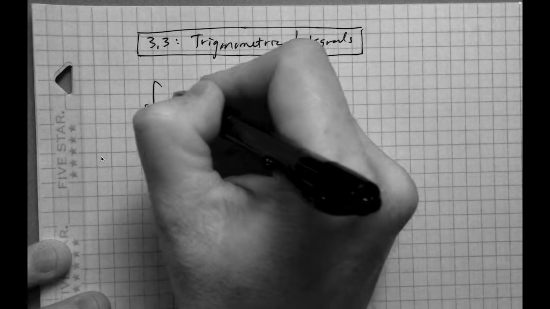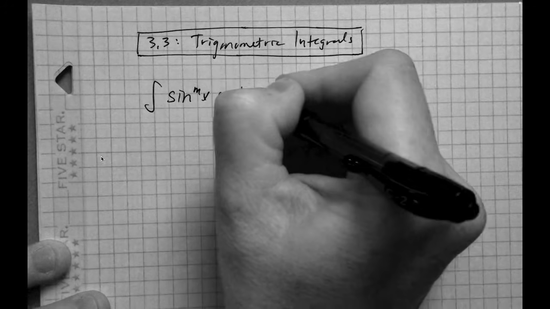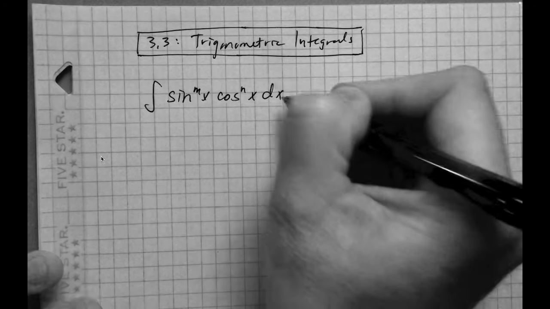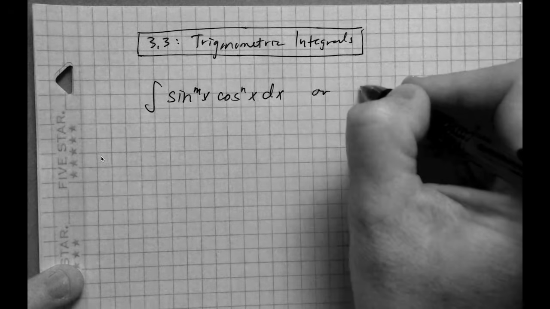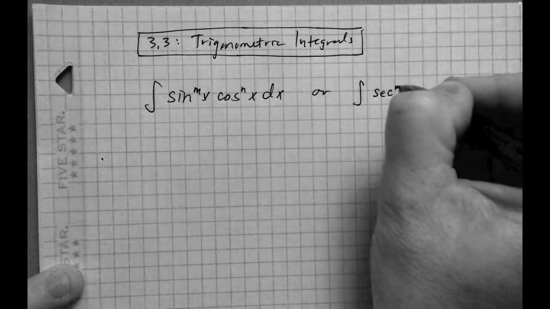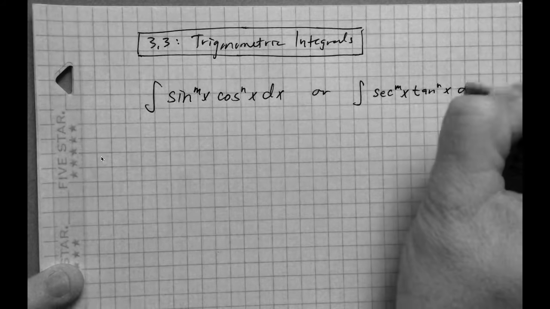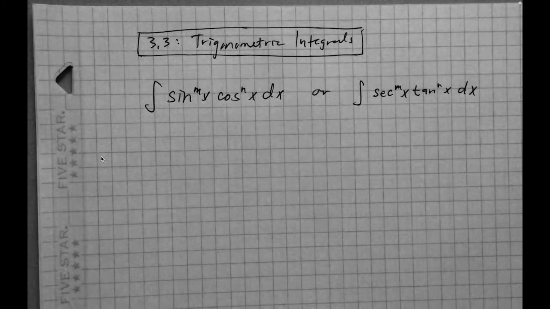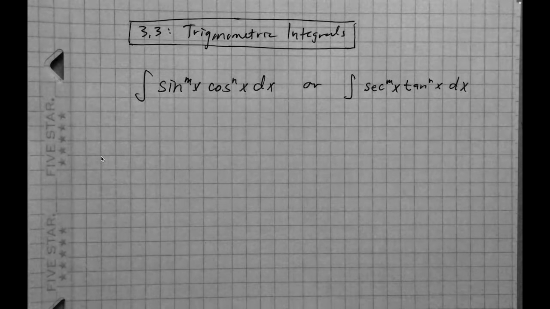So things like this: sine to the m of x, cos to the n of x, dx, where m is some exponent, n is some exponent. Or things like this, where you've got secant raised to some power times the tangent raised to some power. And these are just the two forms that we're going to study in this section.